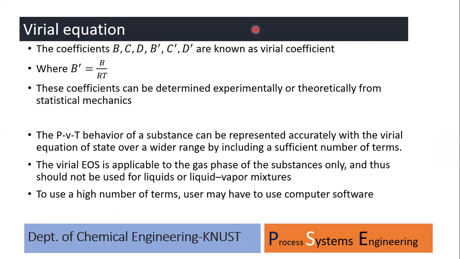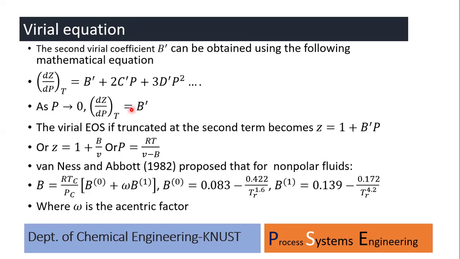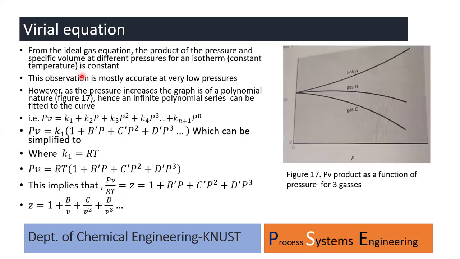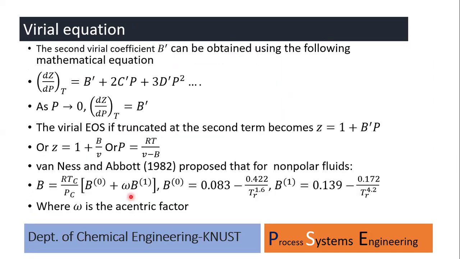Okay, before we get there, we are saying that the second coefficient, that's the B prime, you can obtain it by using this relation. So this is what we are doing. See this expression we had here for the Z as a function of pressure. If I should differentiate the expression with respect to pressure, right?